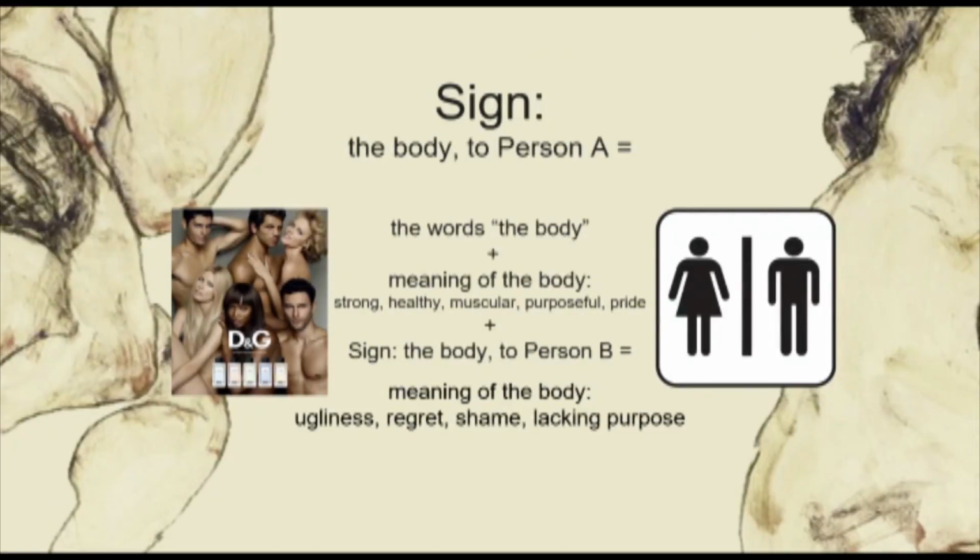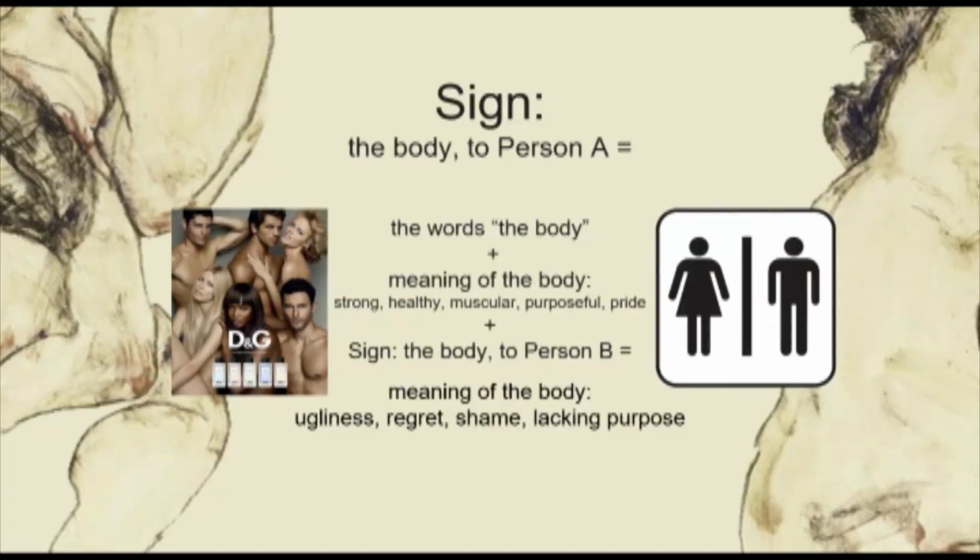Let's say person A grew up in an environment that was fitness-oriented. They ate right, they took care of themselves. They have a body that matches the standard. So, when they see body, they think, my body is strong, toned, muscular, purposeful, driven, maybe even machine-like. Now, let's say person B grew up in a culture or environment that did not take care of themselves, that had unhealthy eating. Their body does not match the standard. And so when they see body or hear the word body, they think ugliness, they think shame, they think regret.